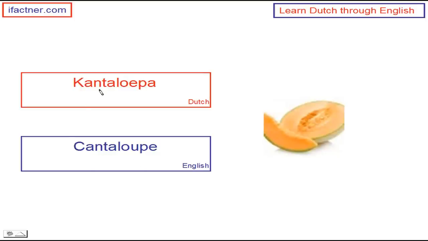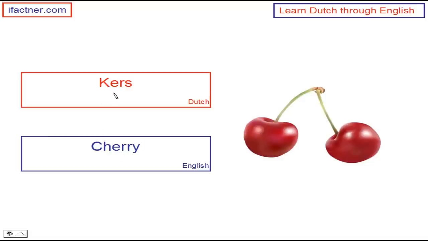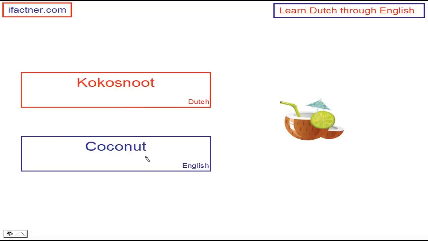Cantaloupe is called cantaloupe. K-A-N-T-A-L-O-E-P-E. Cherry, kers. K-E-R-S, kers. Coconut is called kokosnoot. K-O-K-O-S, kokos. N-O-O-T. Kokosnoot.